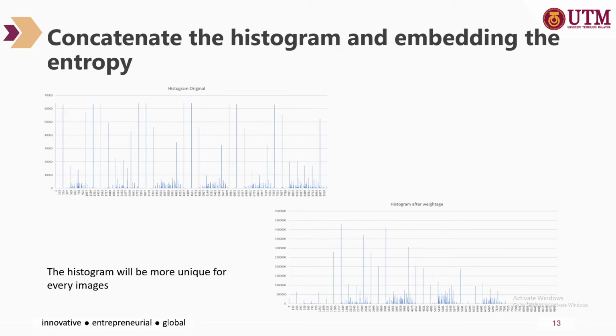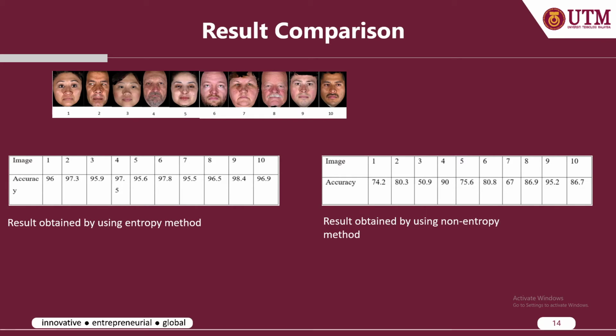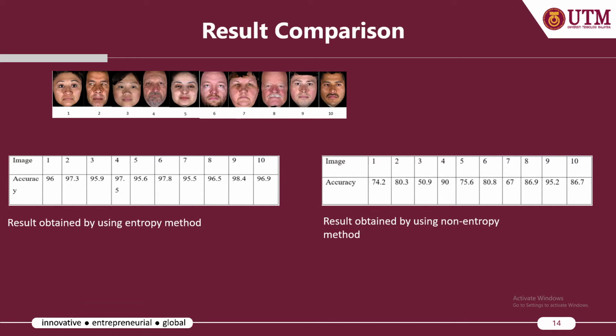With this long histogram, the weightage, or the entropy, will be embedded into the histogram. The new histogram obtained is more focused in the middle, as the entropy in the middle is much higher compared to the side part. This process will be repeated for all the training images and for all the subregions. Thus, we get the result from the training and testing phase.